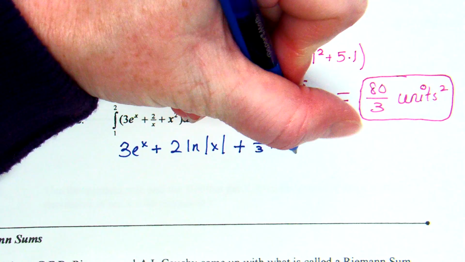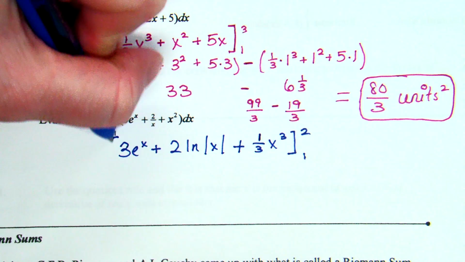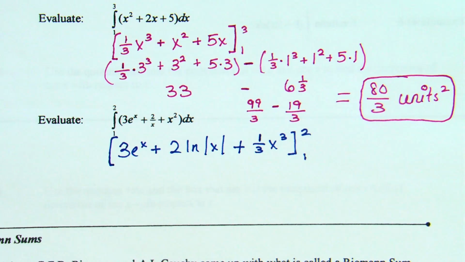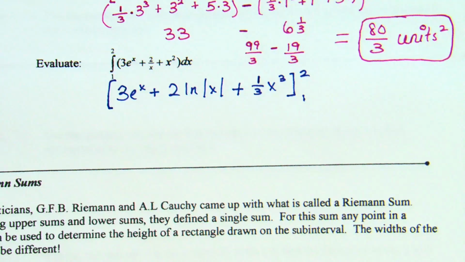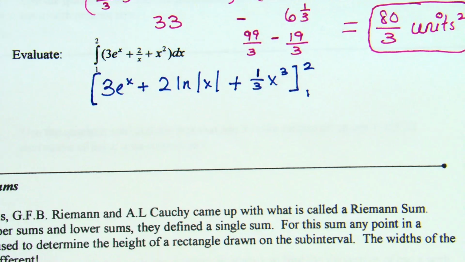One-third x cubed, evaluated from 1 to 2. Again, I'm using the brackets because there are multiple terms here. Okay, so this is the fundamental theorem of calculus. I know how to do this, but I tend to forget it's called that. If you're told to use the fundamental theorem of calculus, it's just evaluating the integral. Okay, what do we start off doing here?